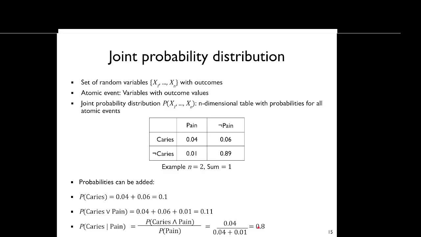So the likelihood that we have carriers given pain is actually quite high, although the likelihood of carriers in general was only 4% and here 6%. And the reason is, of course, that we relate the case of pain and carriers to the situation where pain is present, which is only in 5% of the cases.